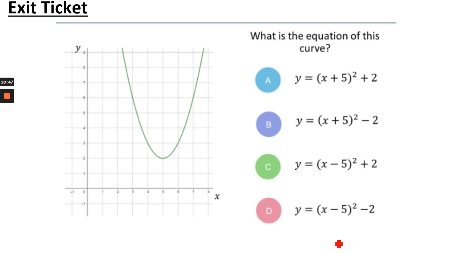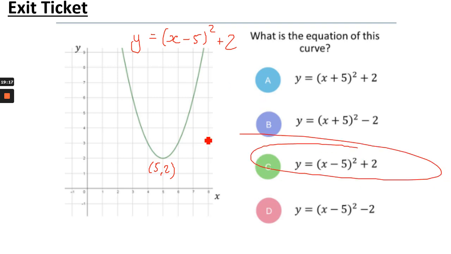Last one. What is the equation of this curve? Okay, so the minimum point is (5, 2). So working backwards, for the value of x to be 5, it needs to be y equals (x minus 5) squared. And when that value of x is 5, y is equal to 2. So we want the equation that says (x minus 5) all squared plus 2.